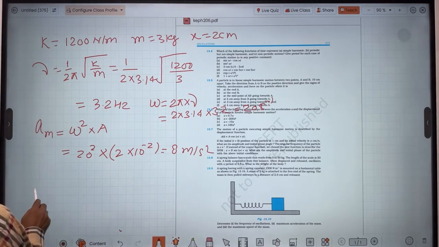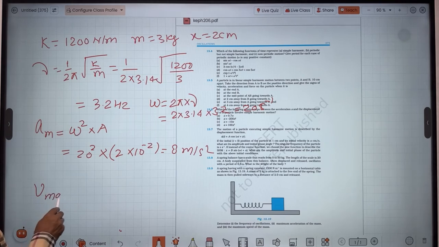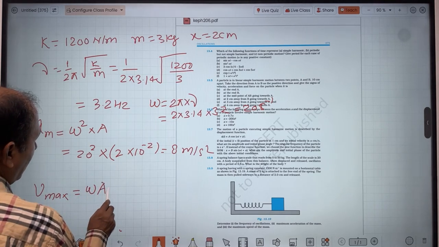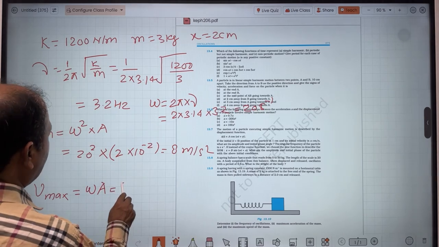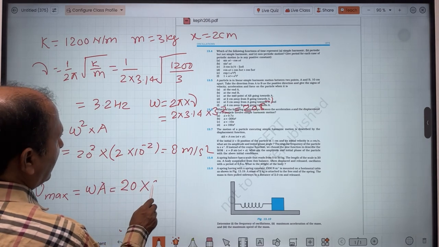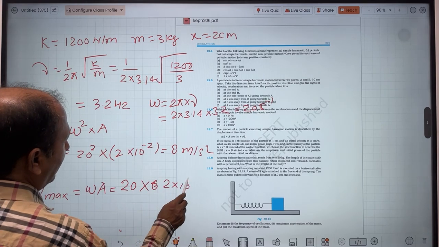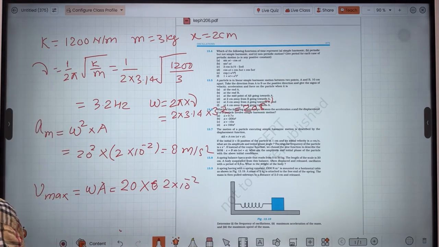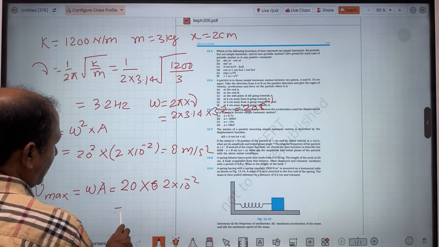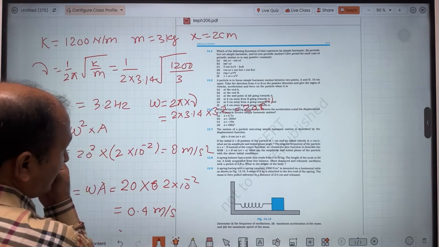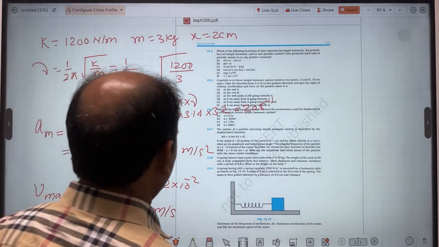And then the last case is we have to find out V maximum. So maximum velocity is equal to omega times A. Omega we have got as 20 and amplitude is 2 into 10 to the power minus 2. So we can simplify it to get 0.4 meter per second. 0.4 meter per second. So this is the answer to question number 13.9.